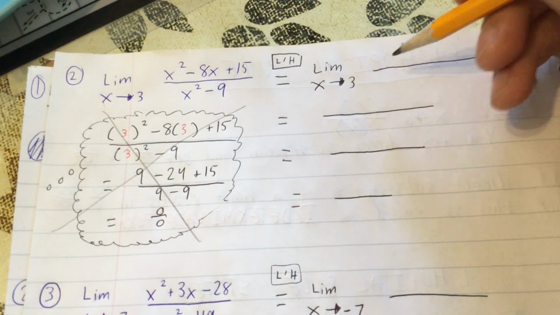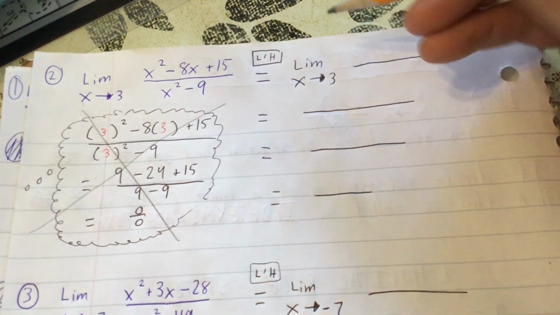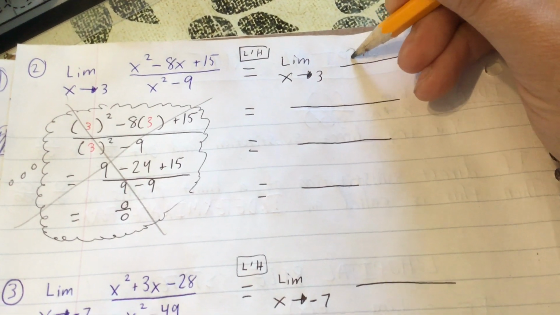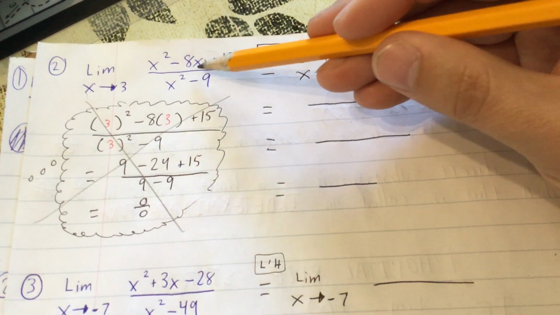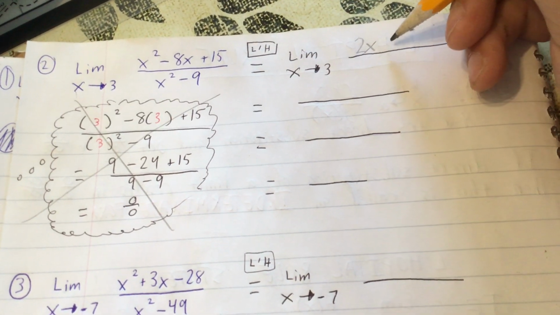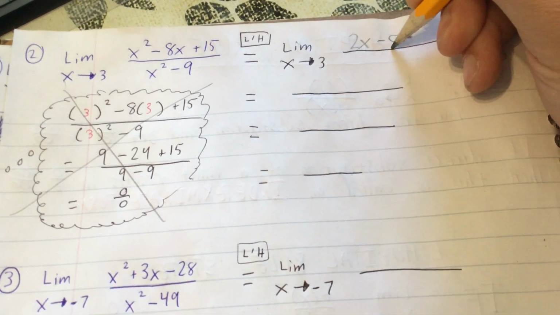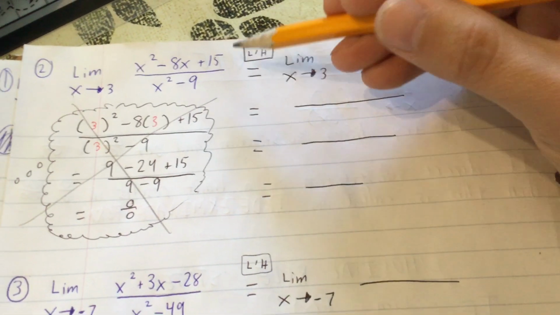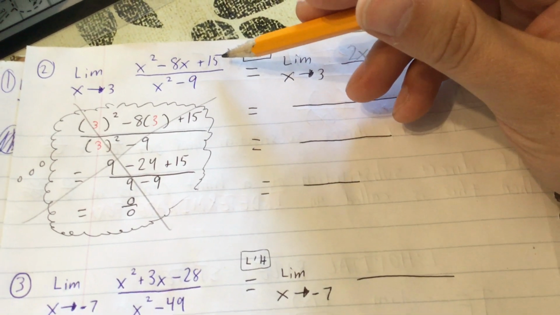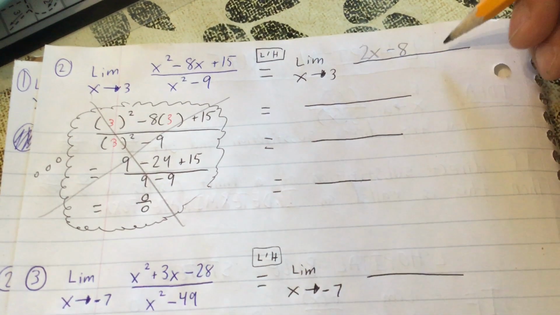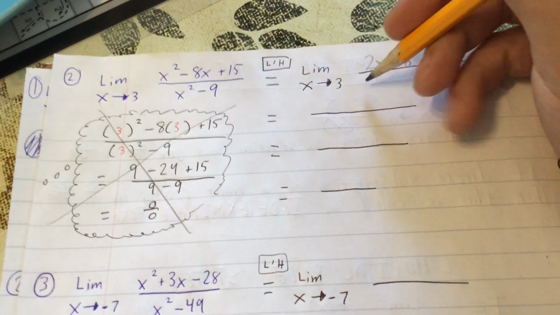So we've got the derivative of the top over the derivative of the bottom. What is the derivative of x squared? 2x. What is the derivative of negative 8x? Negative 8. And the derivative of positive 15, the derivative of any number without a variable, so a derivative of any constant, is just 0. And the derivative of the bottom, let's take the derivative of x squared.